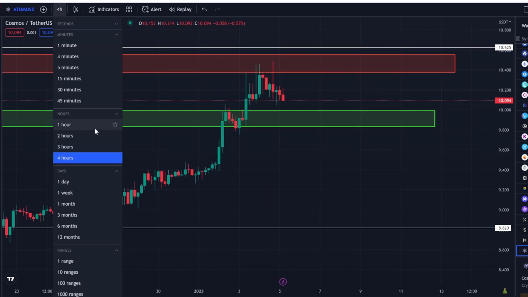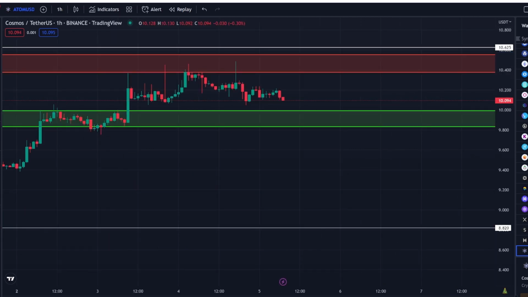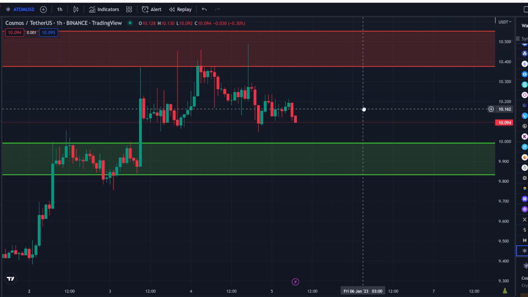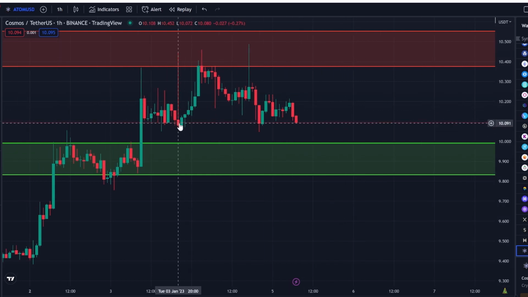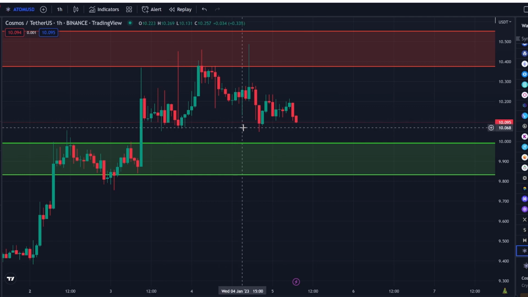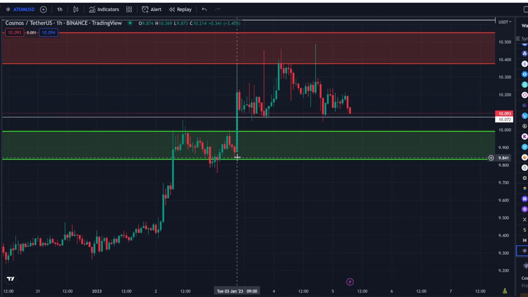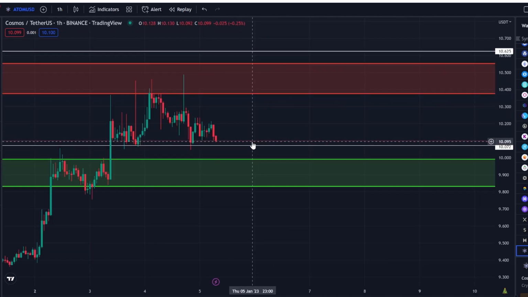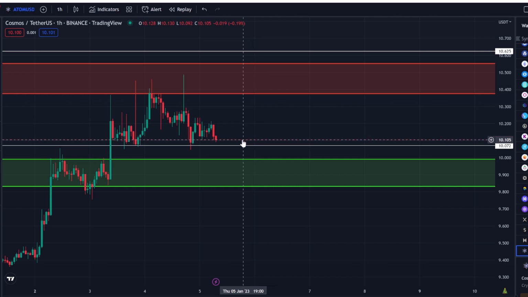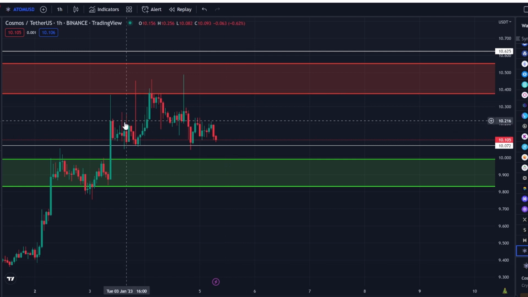So now we can go into a lower time frame. Here's the 1 hour. And we can see here that price bounced off twice. So that's another support zone. We can mark that with Alt H. So now that we have all of these different support and resistance zones plotted from different time frames, you can see exactly where each support and resistance zone is, even though we're on a lower time frame.